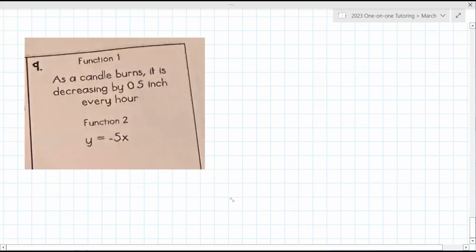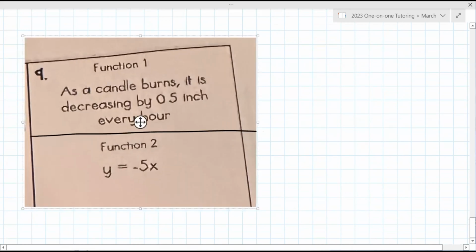All right, so function 1, function 2. So let's look at function 2. What is the slope of function 2? -5. And that means it's going down, it's decreasing. Function 1, as a candle burns, it is decreasing by 0.5, I assume there's a decimal there, inch every hour.